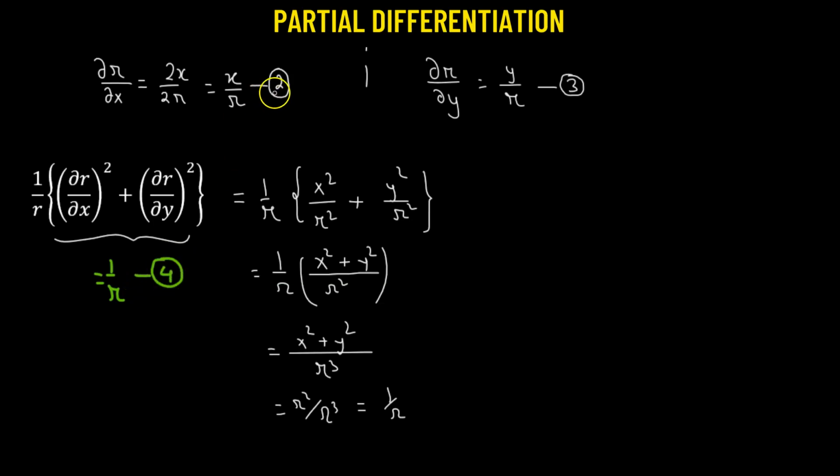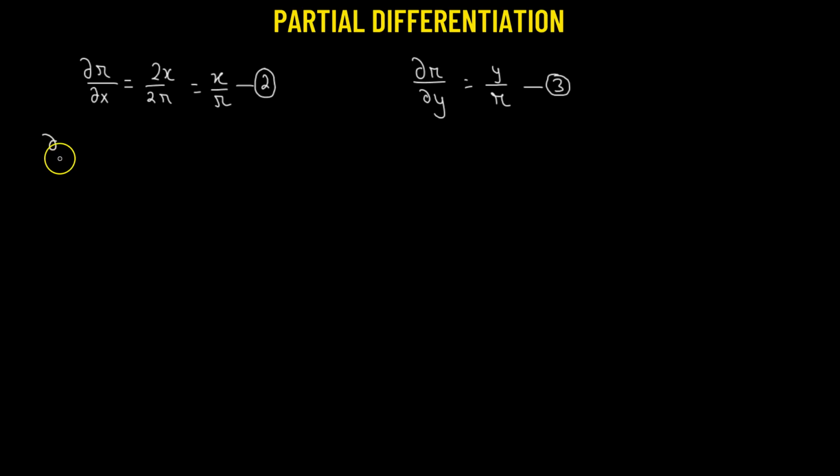Now what we'll do, we'll consider 2 and 3 and we'll take the partial of 2 with respect to x and we'll take partial of 3 with respect to y on both sides. So let's do that as well. So we'll take partial with respect to x of partial of r with respect to x, which will be equal to partial with respect to x of x over r.